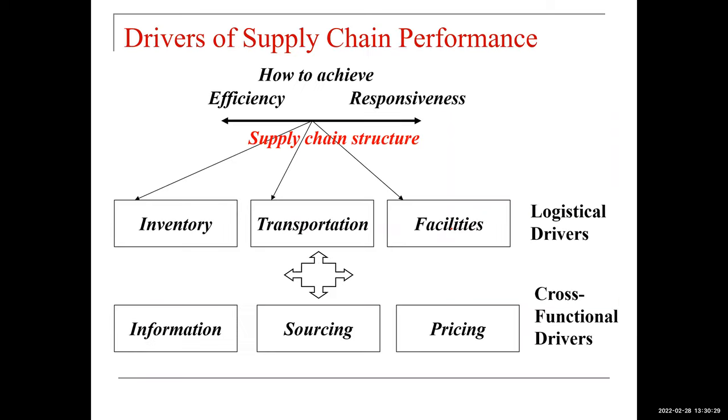Supply chain drivers and obstacles: drivers of supply chain performance, how to achieve efficiency and responsiveness. We have inventory, transportation, and facilities. Those are the logistical drivers. And the cross-functional drivers are information, sourcing, and pricing. So again, logistics and inventory have to be connected. We need to be aware of what's happening, and we need to make sure that we balance the effort and are efficient. And here's our part as facilitators, layout designers. We also have to be responsive and efficient to what's needed from our supply chain.